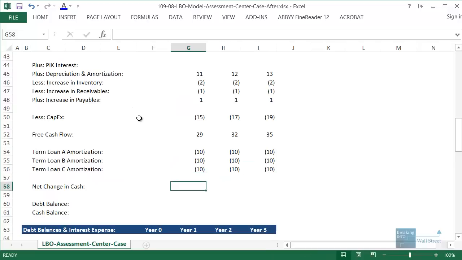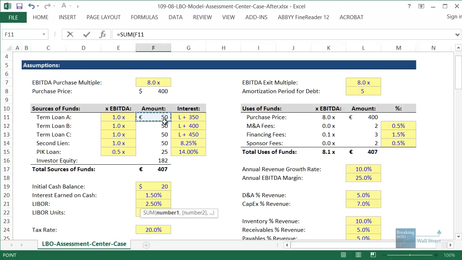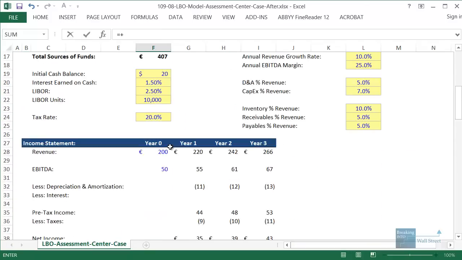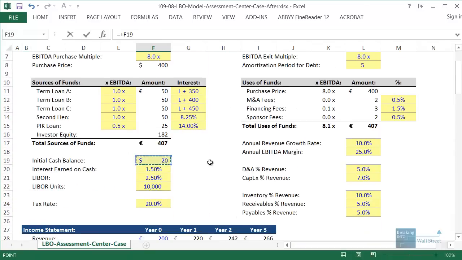Now for the net change in cash, it's just going to be our free cash flow plus all the debt repayments here. Copy this across. And for the cash and debt balances, the debt balance first is just equal to everything up here. And then our cash balance is equal to our initial cash balance here of 20 million.